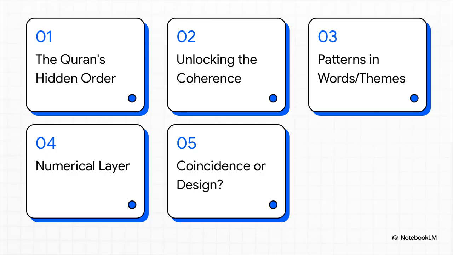All right, so here's our roadmap for this explainer. We're going to peel back the layers of this incredible structure. We'll start with a scholarly key to its coherence. Then we'll look at some really clear examples in its words and themes. After that, we're going to explore a surprising numerical layer that some researchers believe ties the whole book together. And finally, we'll be left with a pretty big question.